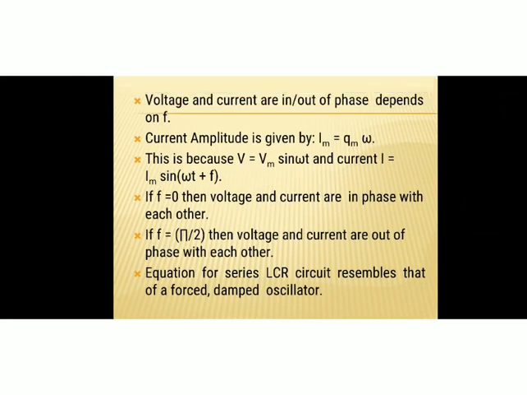So voltage and current are in or out of phase. That depends upon phi. Okay, so current amplitude is given by Im equal to Qm omega. And this is because V equal to Vm sin omega t and current I is equal to Im sin omega t plus phi. Okay, now suppose phi is equal to 0. If in this expression phi is equal to 0, then V is equal to Vm sin omega t, then I is equal to Im sin omega t, isn't it?